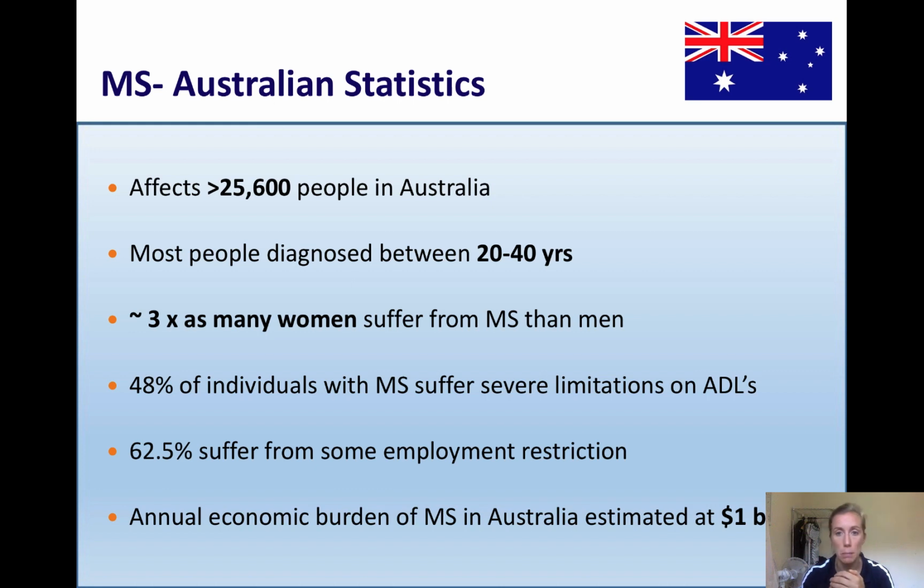And around 63% also experience some kind of restriction on their employment, which is pretty huge when you think about it. So obviously it's going to impact their potential, their financial situation, etc. Now, the annual economic burden of MS in Australia is currently estimated at $1 billion, which you kind of lose a bit of perspective. We've spoken about multi-billion dollars in previous weeks. $1 billion is still a lot of money. So yes, it's lower than some of the more prevalent conditions, but there's still obviously a huge economic burden there.